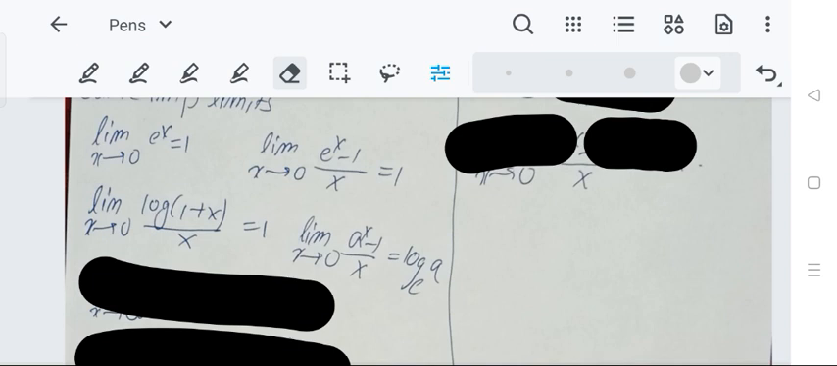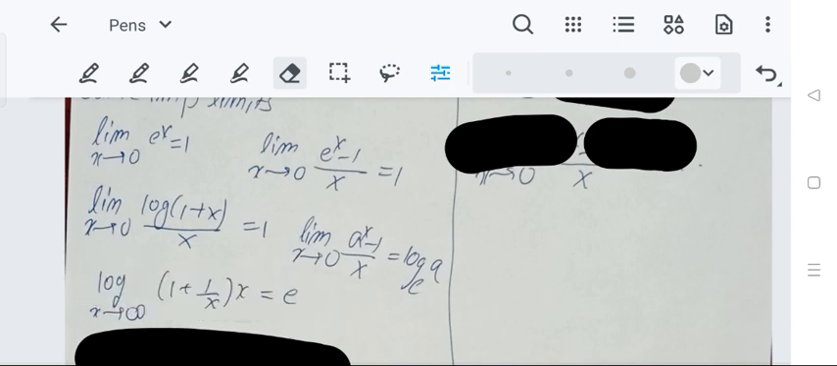If limit x tends to 0, log of 1 plus x divided by x is 1. Then limit x tends to 0, limit of a raised to the power x minus 1 divided by x is log of a. Here I talk of log with base e, not log 10. Next, if x tends to infinity, then limit of 1 plus 1 upon x, all raised to the power x, is e.